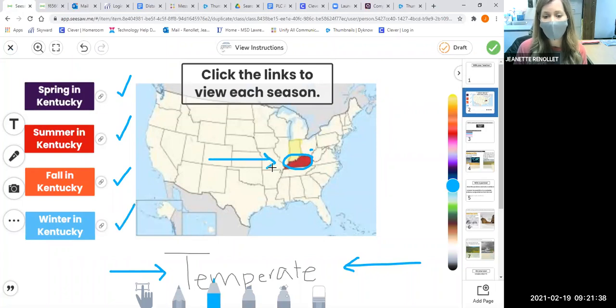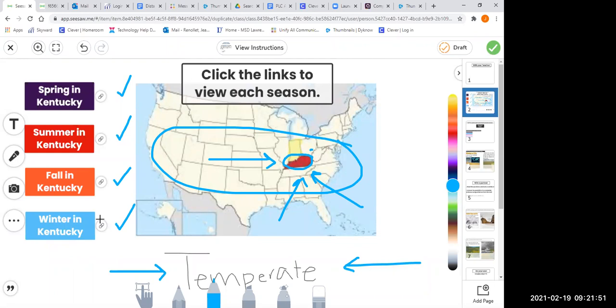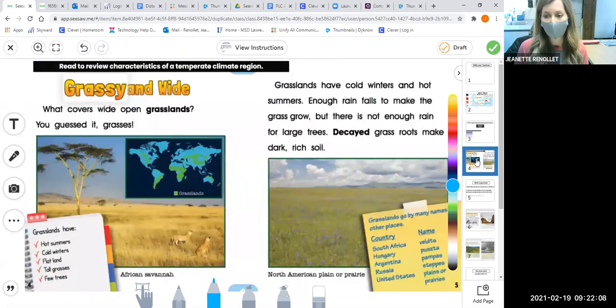Remember, Kentucky is an example of a temperate region. Most of our country is a temperate region, including Indiana, where we live. All right, we have just explored the 4 seasons together. We have done some reading about why we have 4 seasons, and it's all about how the earth is tilted from the sun. That creates 4 different seasons. Please click on slide number 4.